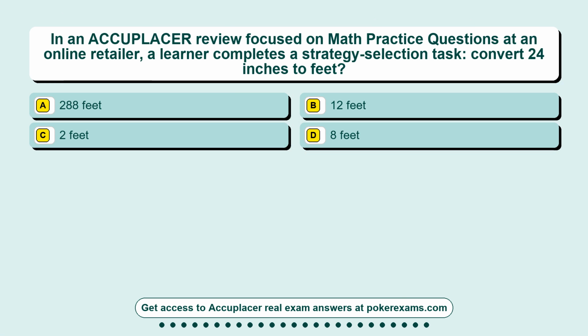Question 8. In an Accuplacer review focused on math practice questions at an online retailer, a learner completes a strategy-selection task. Convert 24 inches to feet. Option A, 288 feet. Option B, 12 feet. Option C, 2 feet.